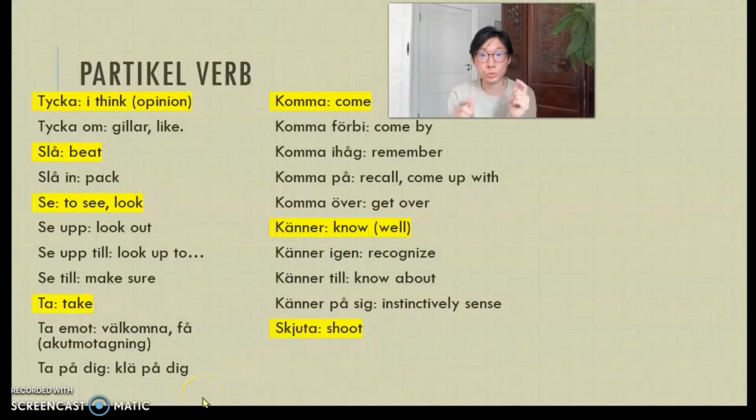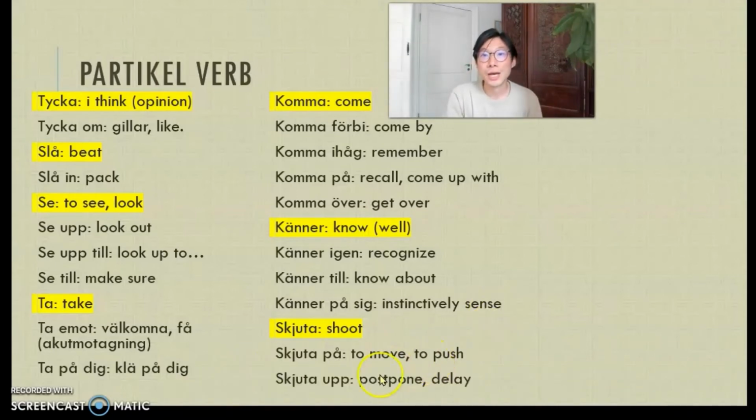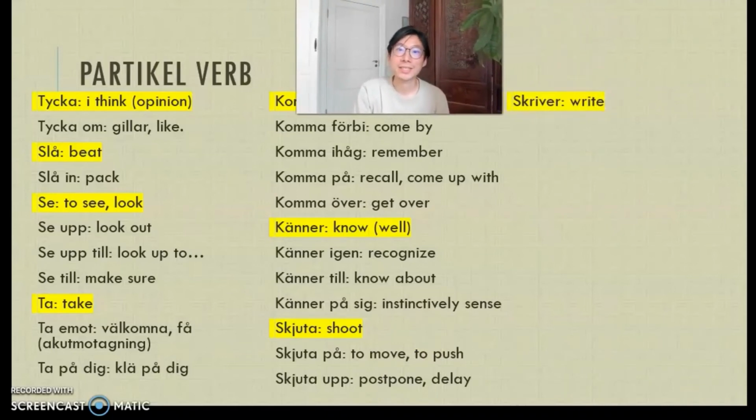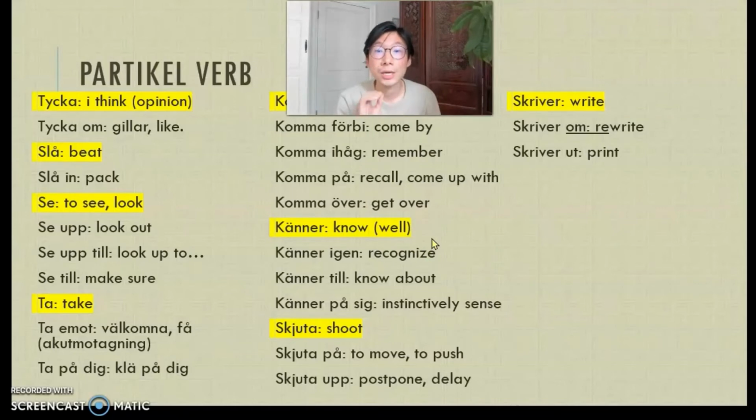Nästa ord, skjuta. Skjuta means to shoot. Men skjuta på betyder to move. Skjuta upp betyder to postpone, to delay something. Nästa ord är skriver. Skriver, to write. Vi har skriver om. Skriver om betyder to rewrite. Skriver ut betyder to print.